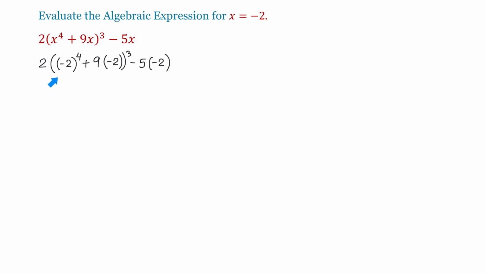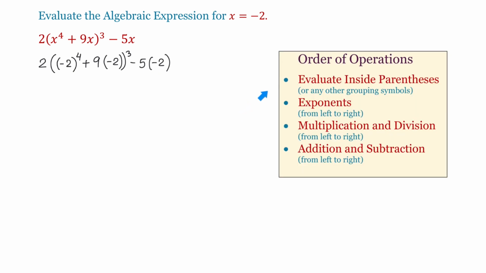And now to simplify this expression, we will use the order of operations. With the order of operations, if we have parentheses, we evaluate inside the parentheses first. And we perform the exponents, then multiplication and division from left to right, then addition and subtraction from left to right. In this expression, inside these parentheses, we have -2 to the 4th power plus 9 times -2. So first we will raise -2 to the 4th power, then we will multiply 9 times -2.